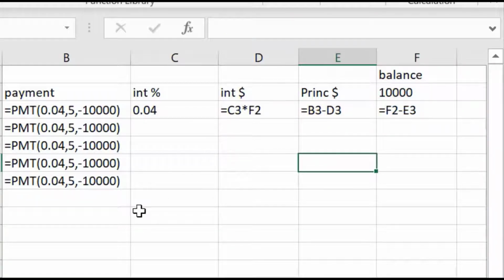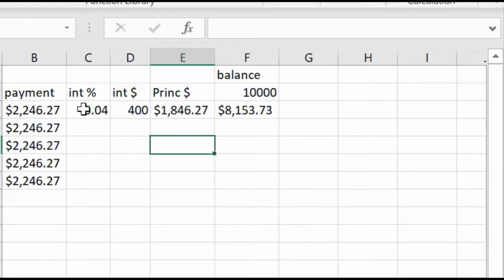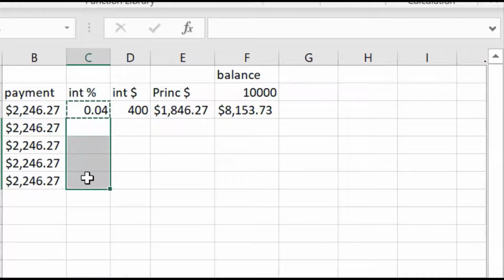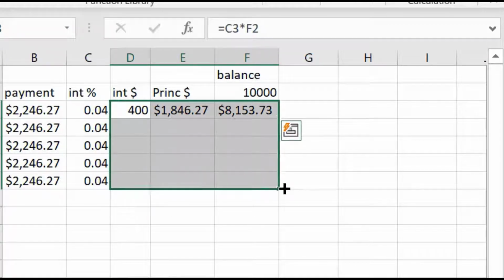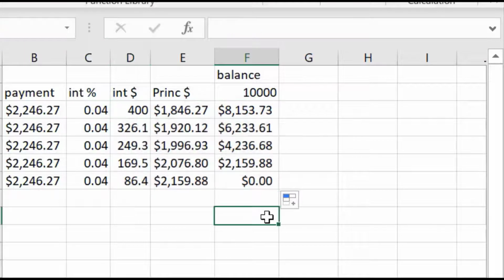The reason for this is when I toggle these formulas off, what I can do is copy my interest rate for each year at 4%, then highlight these three rows that have my formulas, pull them all the way down, and I will have a completed amortization chart that shows a zero balance at the end. We'll do another example of this later on today. We're going to do some practice now.